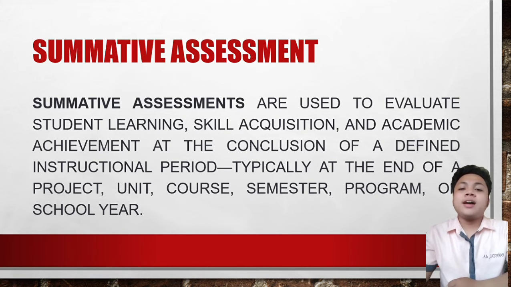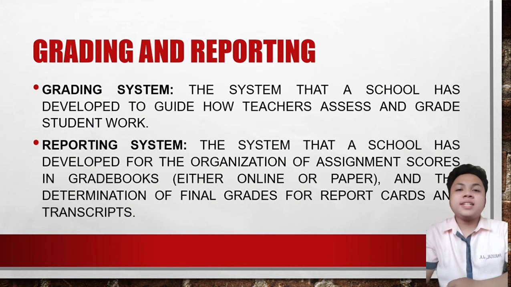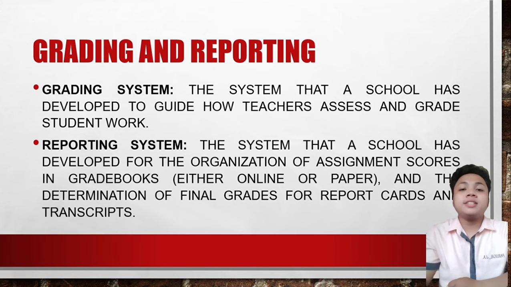Now we have grading and reporting. The grading system is a system that a school has developed to guide how teachers assess and grade student work. And the reporting system is a system that a school has developed for the organization of assignment scores in grade books, either online or paper, and the determination of final grades for report cards and transcripts. So that is grading and reporting.